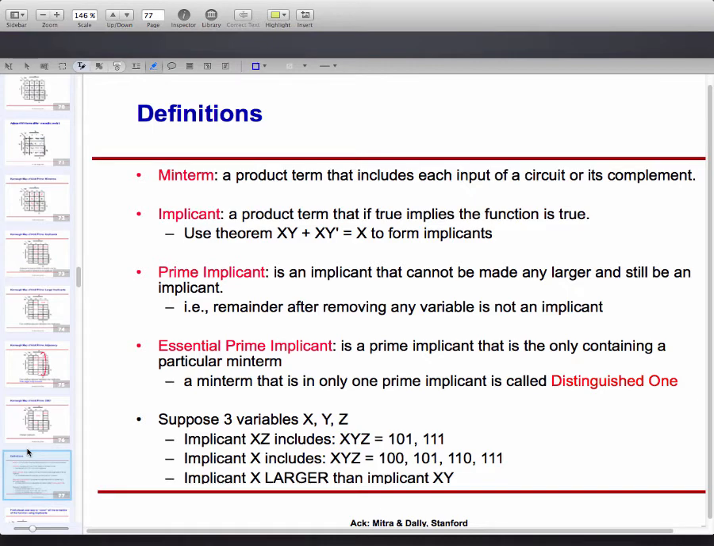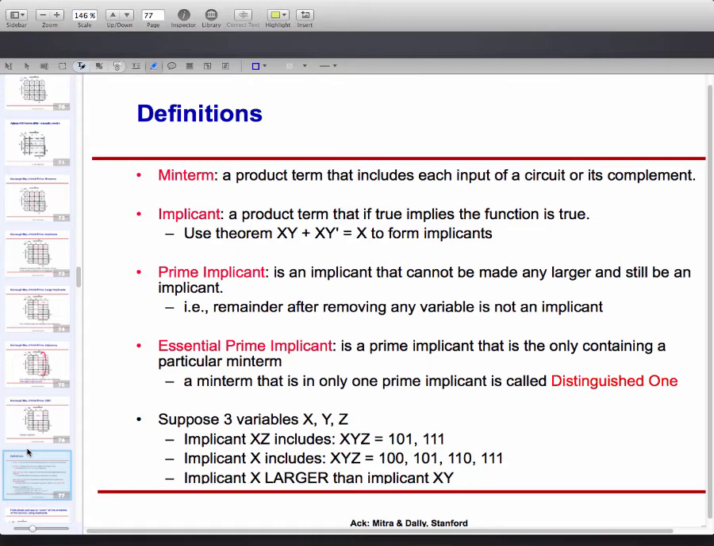Before we go into more examples, this kind of strategy leads to time for some more definitions. So we saw minterm earlier on. A minterm is an AND term or a product term where each input of a circuit or its complement is present. So if a circuit has 5 inputs, then my minterm will have 5 terms. They will be ANDed together. Some of the terms may have a complement on them. We already saw that before.